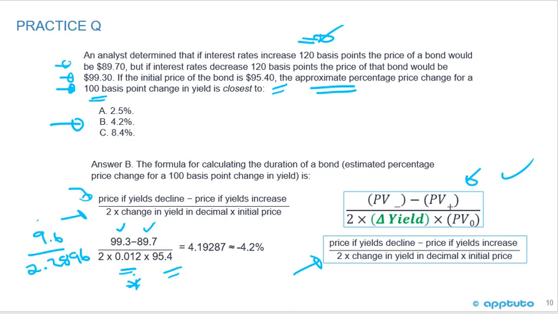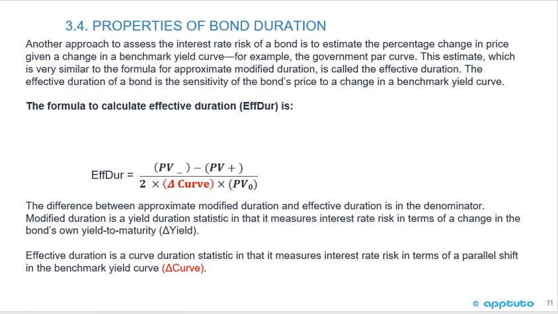So that's the number that we use in the denominator times the initial price. So the price if yield declines minus the price if yields increase, divided by 2 times the change in yield in decimal, that's why I wrote it in decimal, times the initial price, boom, 4.1928, closest to B, 4.2%. I think you'll find that these questions are actually quite easy. Properties of bond duration. So now we're going to move on to the formula to calculate effective duration.